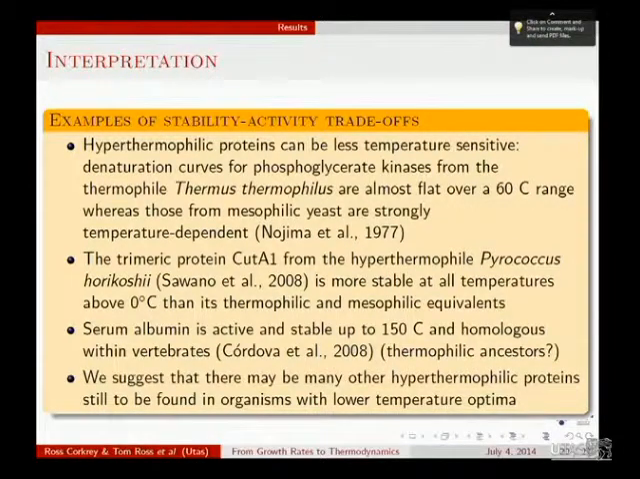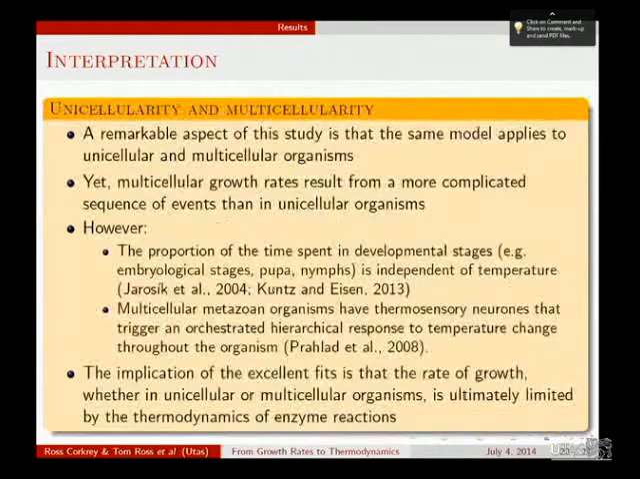This is a particularly nice one. The serum albumin in this particular study from Cordova 2008 is extracted from sheep, but it's stable at 150 degrees. Now, why a sheep needs to have anything stable at 150 degrees, I don't know. But it's possible, as some people have suggested, that life originated from a thermophilic organism. Now, if all life started from a thermophilic origin, and we've since adapted to lower temperatures, we may still be using some of these proteins which have been conserved over that period of time. So that suggests the possibility there's other proteins of a similar nature which are still around in lower temperature organisms.